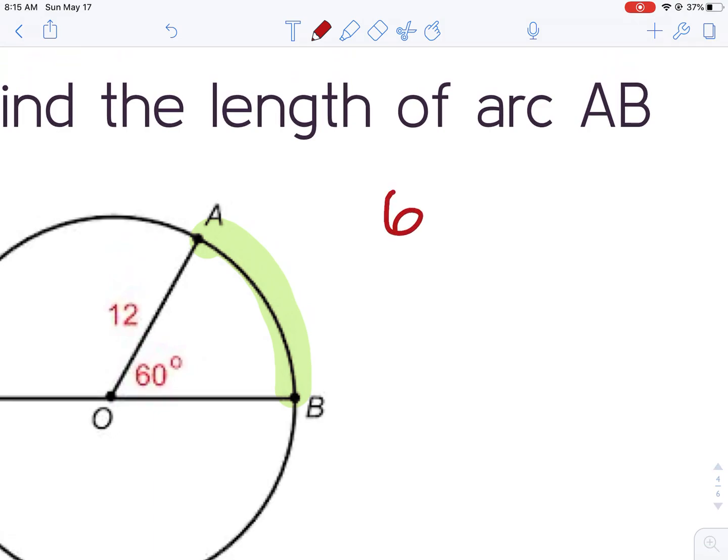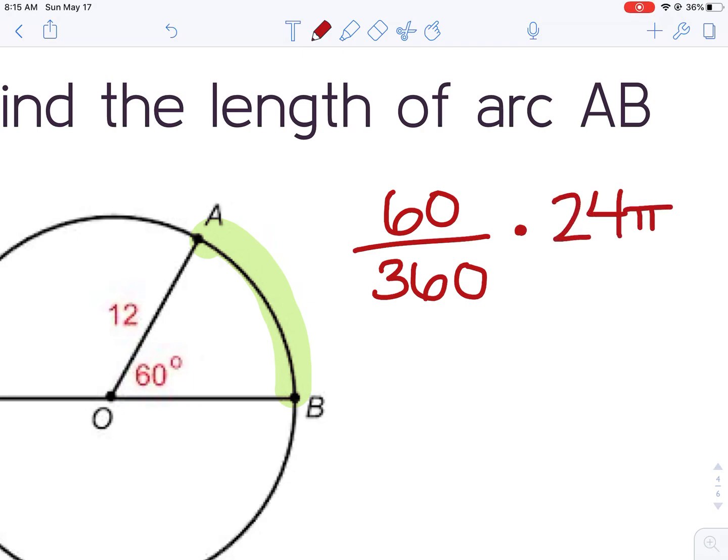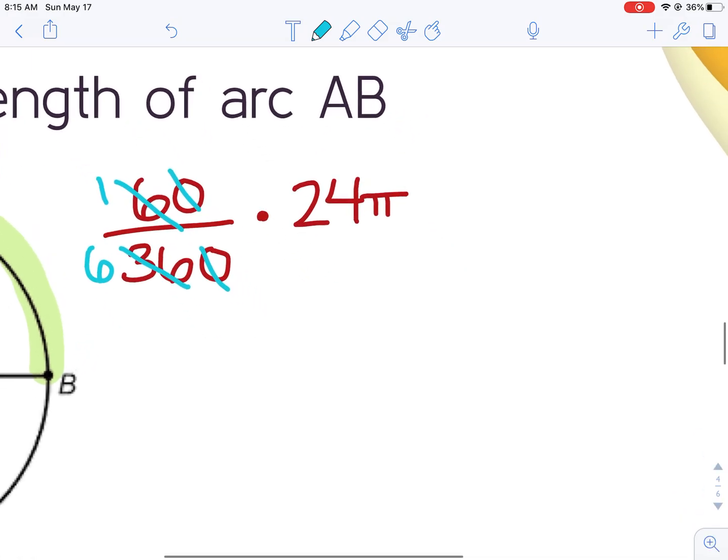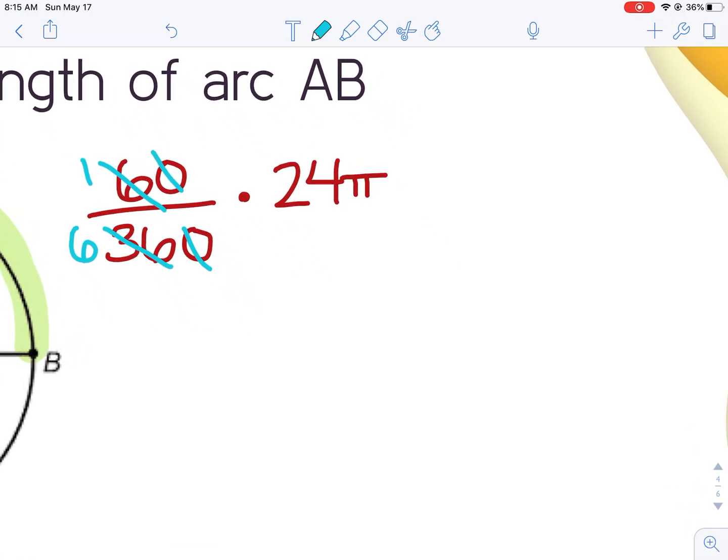And I have 60 degrees out of 360. My radius is 12. So that means my diameter is 24 and my circumference is 24 pi. I'm going to clean this up just a little bit. My zeros drop out. 6 over 36 is the same as 1 over 6. And 24 divided by 6 is 4.